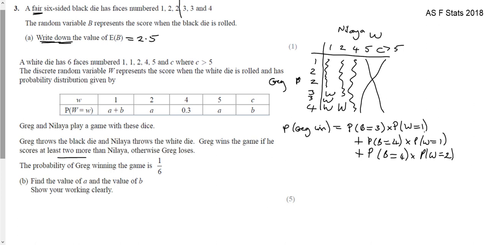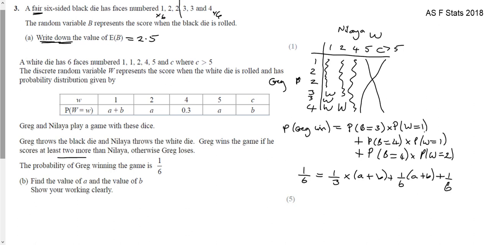So the probability of Greg winning is 1/6. The probability that black is 3, well, all these are equally likely, so they each have a probability of a sixth. There are two 3s, so that's a sixth plus a sixth, which has a probability of a third. The probability of white getting 1 is A plus B, plus the probability black gets 4, there's only one of those, so it has a probability of a sixth, times the probability of white getting 1, which was A plus B, plus the probability black is 4, we know that's a sixth.